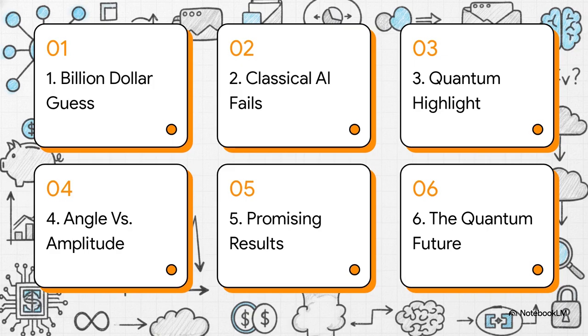So here is our roadmap for today. We'll start with 1, the billion-dollar guess. Then cover 2, why classical AI fails. 3, the quantum highlight. 4, angle versus amplitude encoding. 5, the promising results. And finally wrap up with 6, the quantum future.